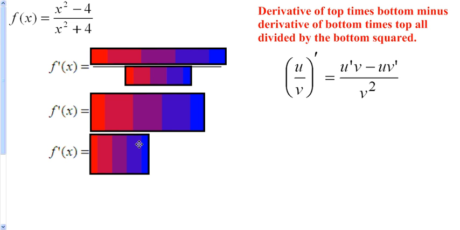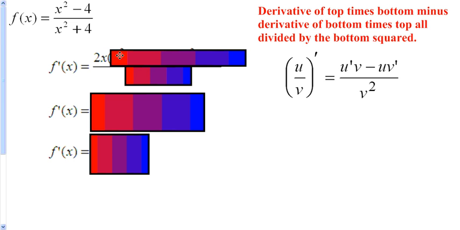Here we're dealing with a quotient because we're dealing with things that are divided. So we're obviously going to have to use your quotient rule. So it says we need to take the derivative of the top. The derivative of the top is just a 2x. Multiply it by the bottom.